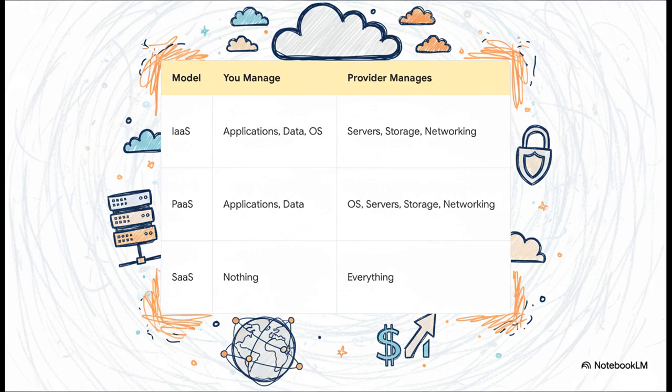So, let's start at the foundation, Infrastructure as a Service, or IaaS. Here, AWS gives you the raw building blocks, the virtual servers, the storage, and you manage the software on top. Now, move up a level to Platform as a Service, or PaaS. Here, AWS handles the operating system for you, so you can just focus on your code. And at the very top, you have Software as a Service, or SaaS. Think of things you use every day like Gmail or Slack, where everything is managed for you. You just log in and go.